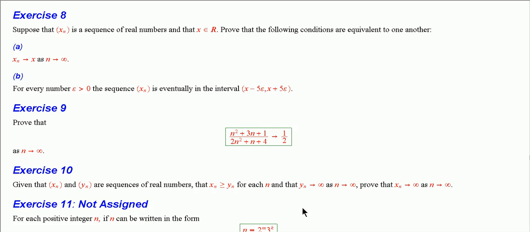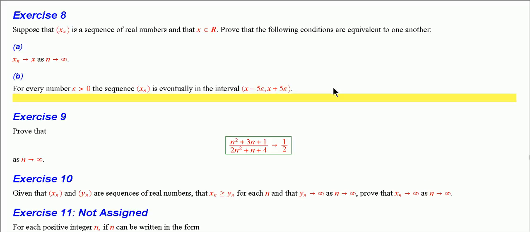Okay, what's going on here? I love number 8. We have to do it. We've got a sequence of real numbers and a real number x. Prove that the following conditions are equivalent to one another. One of them is xn tends to x as n tends to infinity. The other says for every epsilon greater than 0, it looks just like what we had, except there's a 5 here. Okay, so I'm going to fuss. Are you ready?